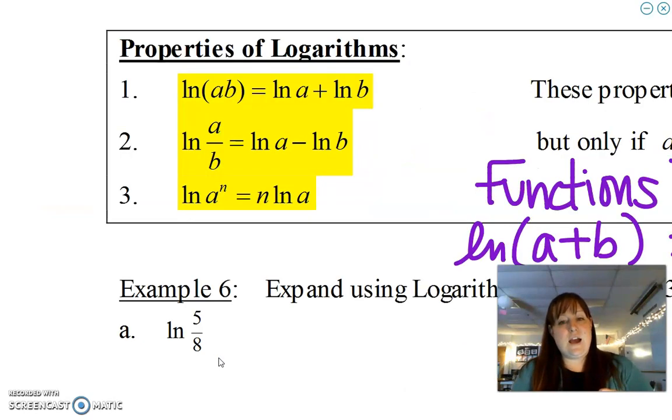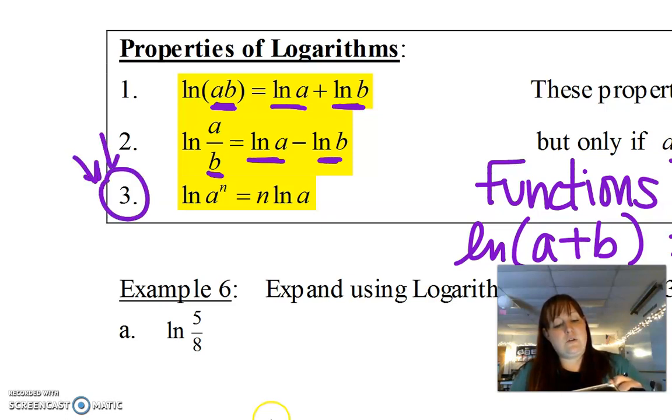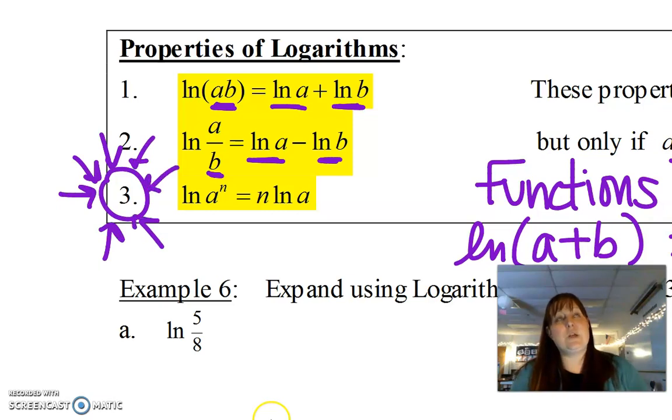If I have two numbers multiplied together, I can split their natural log into two separate ones adding together. If I have two numbers dividing, I can split them and subtract the natural log of the first one minus the natural log of the second one. And this next one is the one we use in calculus all the time. We use it so much, because it helps us get an exponent out of the exponent, which is so cool.